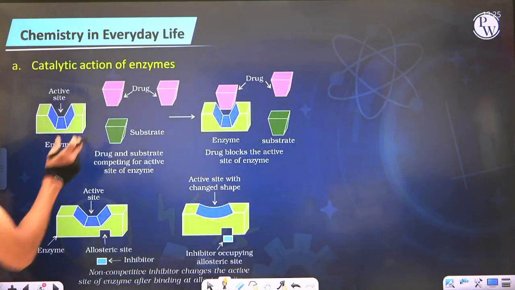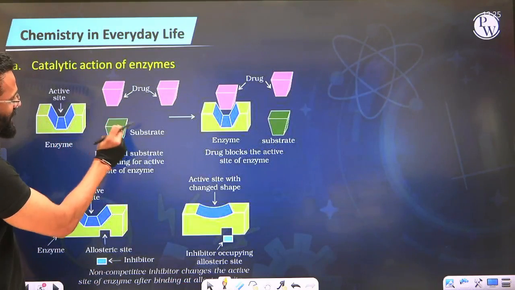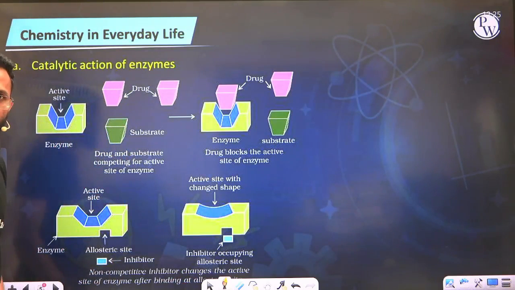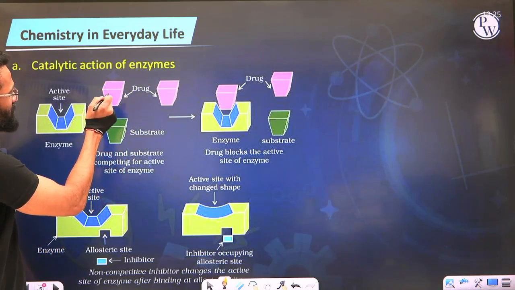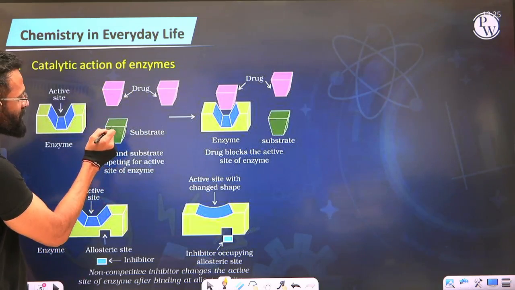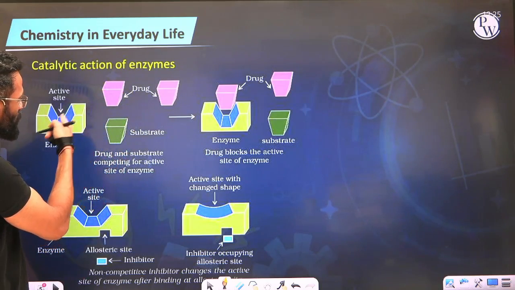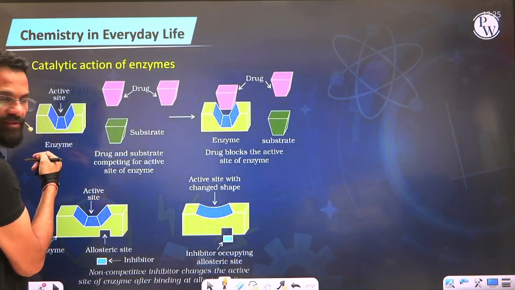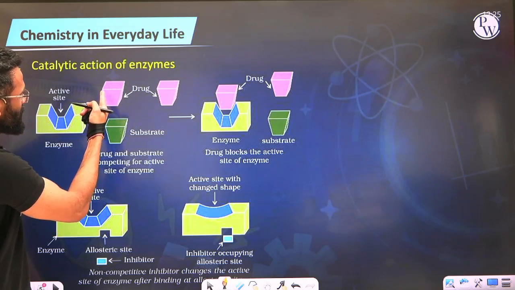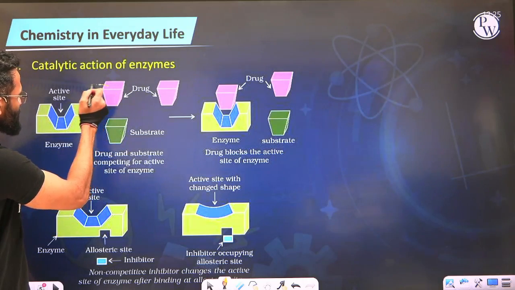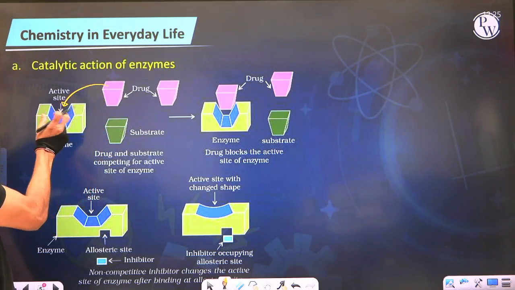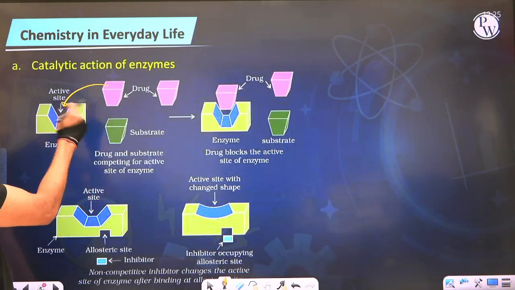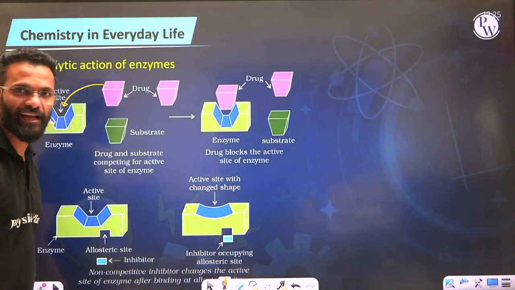Now if you see, the shape and the size of the drug is exactly similar to that of the substrate. So when you eat the medicine, this medicine or the drug will compete with the substrate which was getting deposited in the cavity of the enzyme. This drug itself will get accommodated in that active site and will not allow the substrate to get accommodated in this active site.